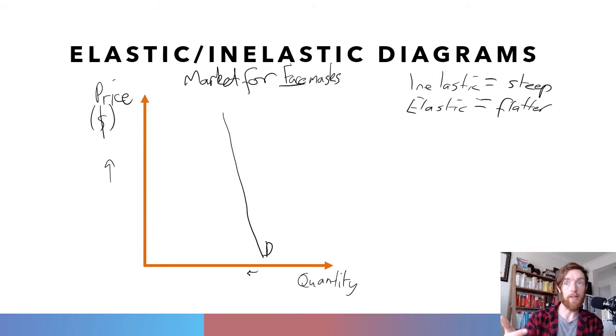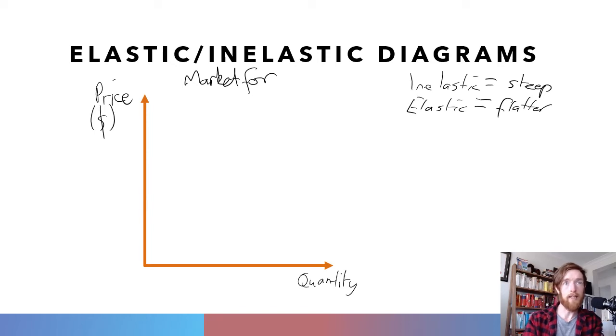The inelastic diagram looks like that. That's the reasoning behind it, because it's either a necessity or the time period is short, you need it very quickly, and therefore you're going to pay the price no matter what. Other things that are inelastic are things that are addictive, because people will buy them regardless of the price. Then we will look at elastic next. So we'll get rid of face masks because it's not going to be relevant.